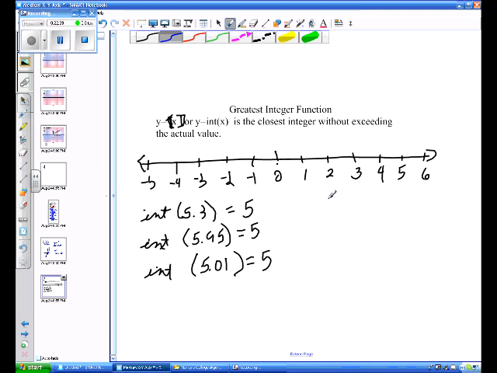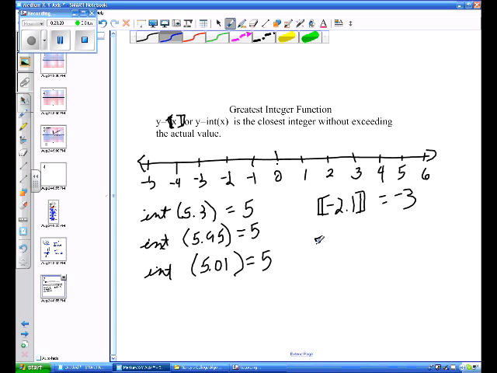And I'm going to use the other symbol just so that you're familiar with it. Let's say that we wanted negative 2.1, or 2 1/10. We want that greatest integer. Well, here would be negative 2 1/10. So we want the closest integer without exceeding. Well, now if you went to 2, you've just exceeded it. Remember, as your numbers go to the right, they get bigger. So our closest integer would be negative 3.